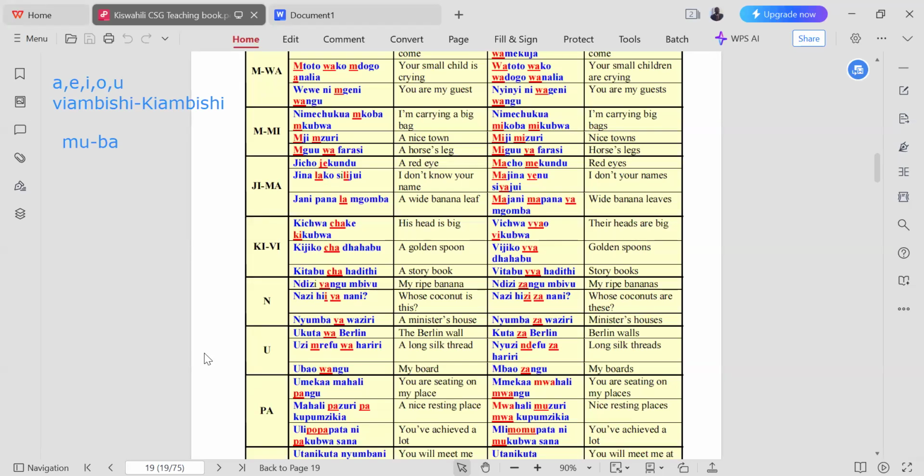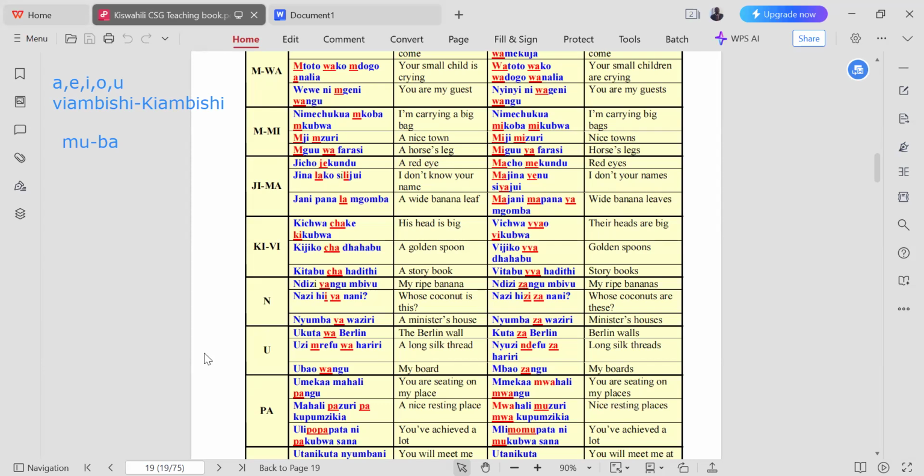Now, on the other aspect of the verbs, is how it changed from Chake to Vyao, but the key concern here is on the noun. So Kichwa will move to Vichwa. Kijiko will move to Vijiko. You see? So where there's a KI is being replaced by a VI. And this we had done before, some time back. Like in Kitabu, it goes to Vitabu.